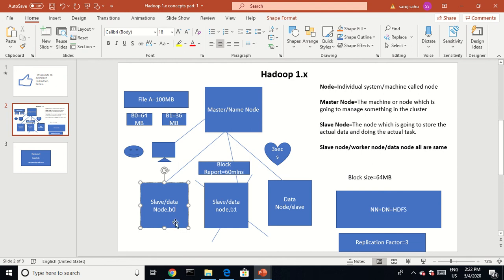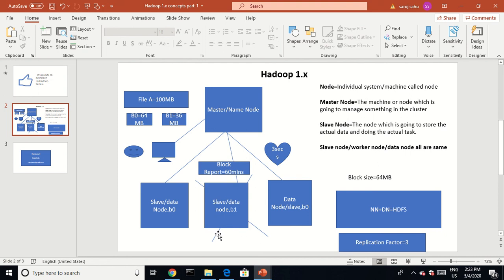So B0, what will happen? It should not be stored here, because a duplicate copy cannot be stored in the same machine. So for B0, maybe pick this one. Now B0 will pick some other systems, even though this system is not there. So it will pick two systems even though this one is down, right? We can consider this is the down one.